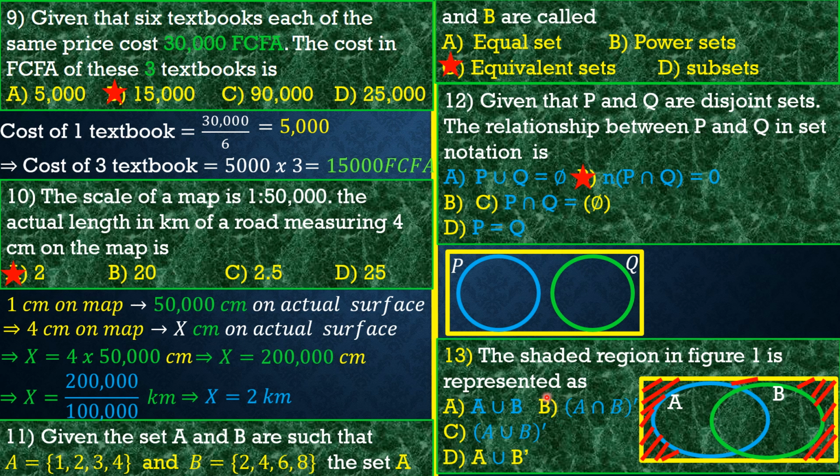Option B is A intersection B prime. Wrong, guys. A intersection B is what they share in common. Prime means they should share everything apart from their intersection.